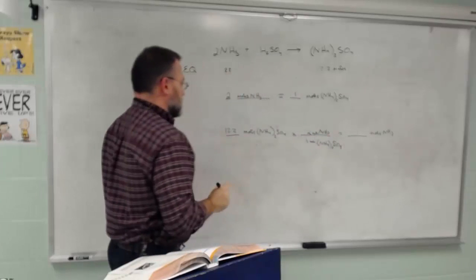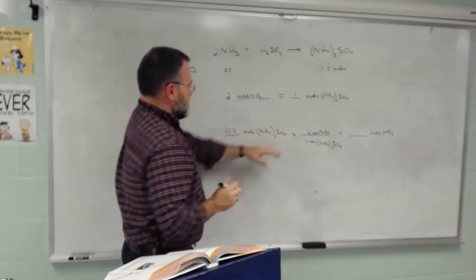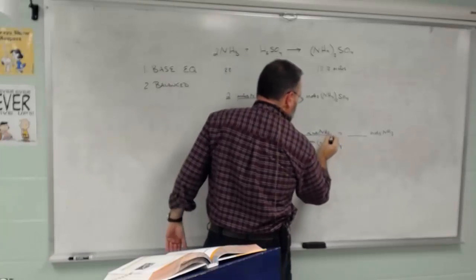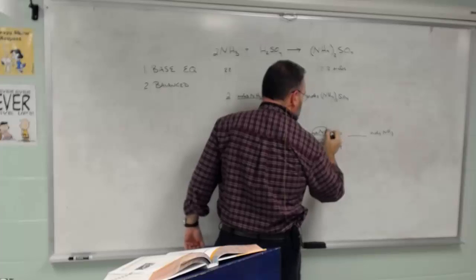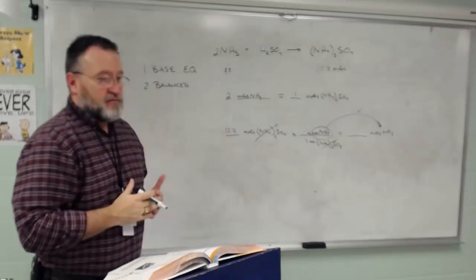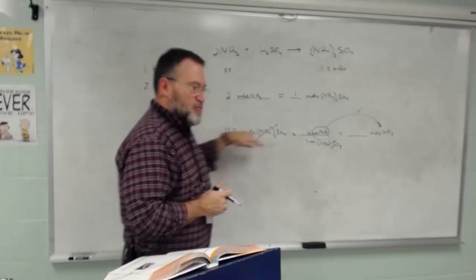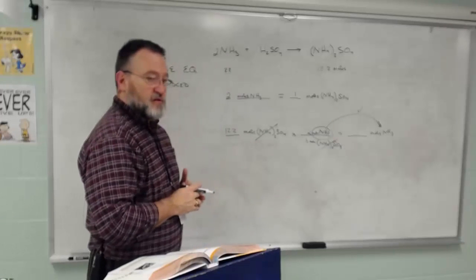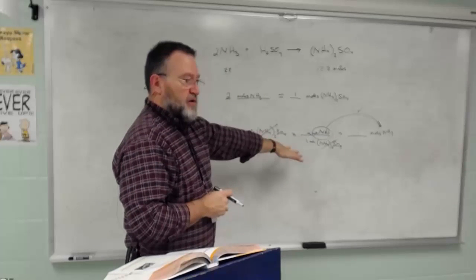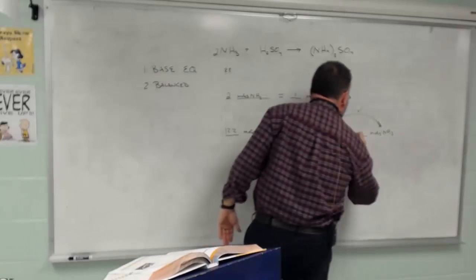Moles, moles. Check my units. Moles of ammonium sulfate, moles of ammonium sulfate, moles of ammonia, moles of ammonia. My setup is correct. Now all I need to do is the actual math through the coefficients. 12.2 times 2 divided by 1. So I'm going to take this and double it to get 24.4.